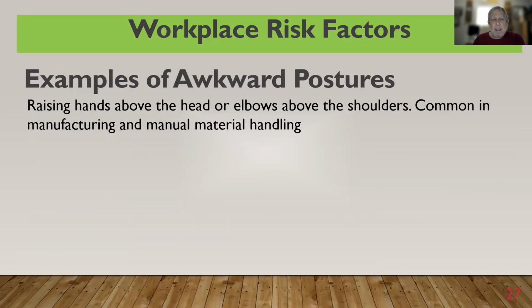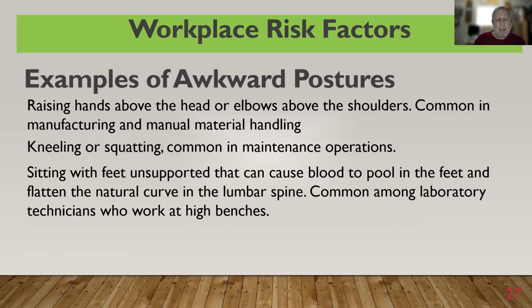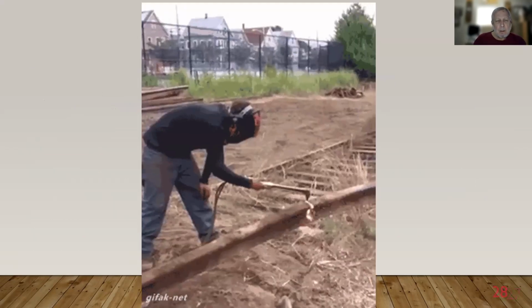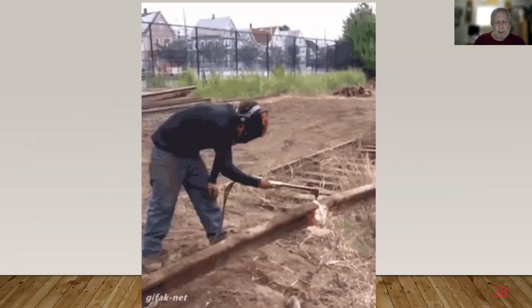Examples of awkward postures are raising hands above the head, or elbows above the shoulders. They're common in manufacturing and in manual material handling. Kneeling or squatting is common in maintenance operations. Sitting with feet unsupported can cause blood to pool in the feet and flatten the natural curve of the lumbar spine. That's common among laboratory technicians who work at high benches. Working with back, neck, or wrist bent, for example, when using a microscope. You can see right there, that video shows awkward posture bending over. See what that does to the guy?